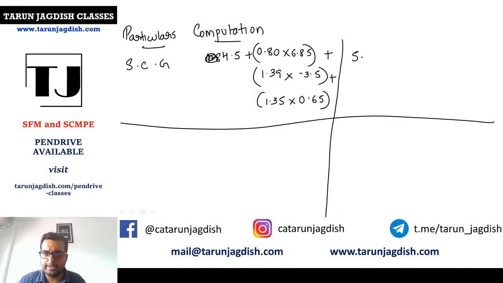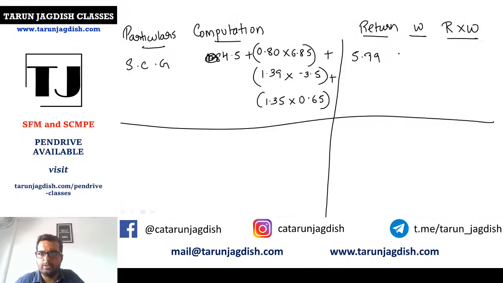you'll get the answer as 5.99. This is the return. Here is the weight. So I just have to do return into weight. The weights are given as how much? 25%. You'll get the answer as 1.50 percentage.